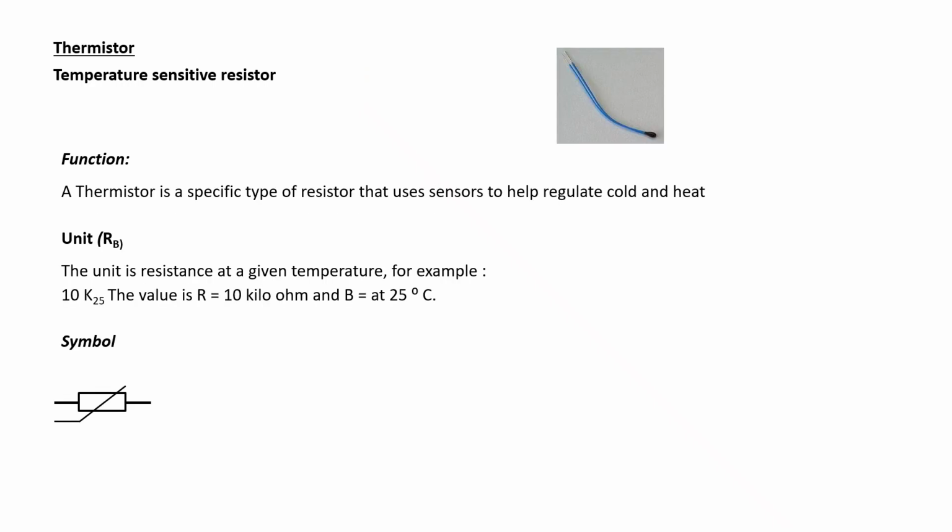The thermistor, or temperature-sensitive resistor. Function. A thermistor is a specific type of resistor that uses sensors to help regulate cold and heat. The unit is in resistance at a given temperature. For example, 10K 25. The value is R 10 kilo ohm and B at 25 degrees Celsius. The symbol is like a resistor with a line through it.